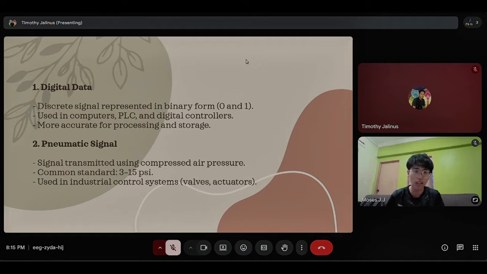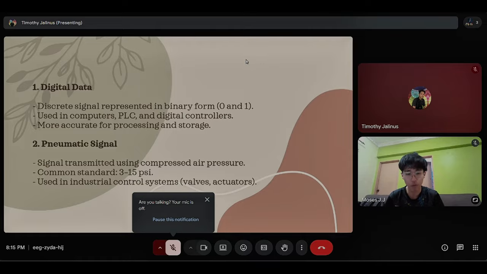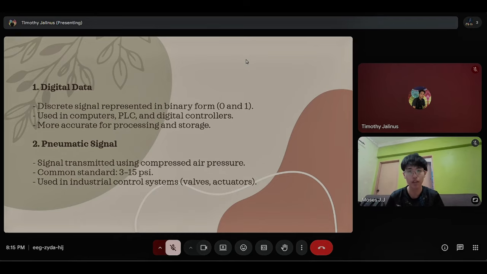So the next one is digital data. Digital data is represented using discrete values, usually in the form of binary numbers, which are 0 and 1. Unlike analog signal, digital signal do not vary continuously. Instead, they switch between two states, such as on and off.